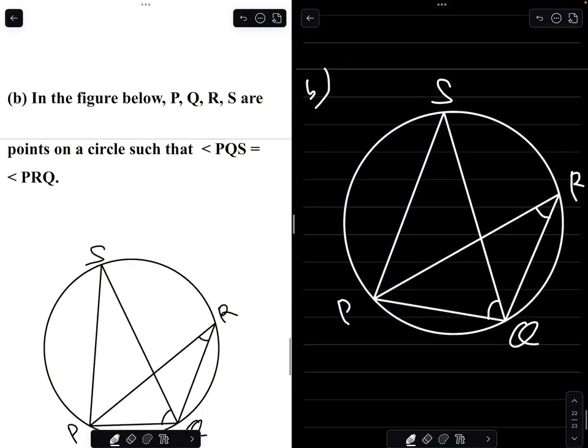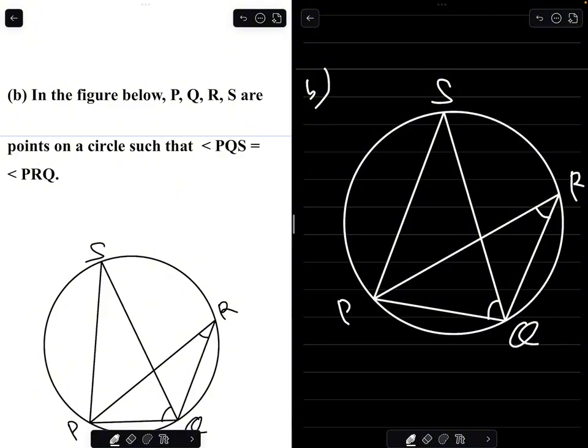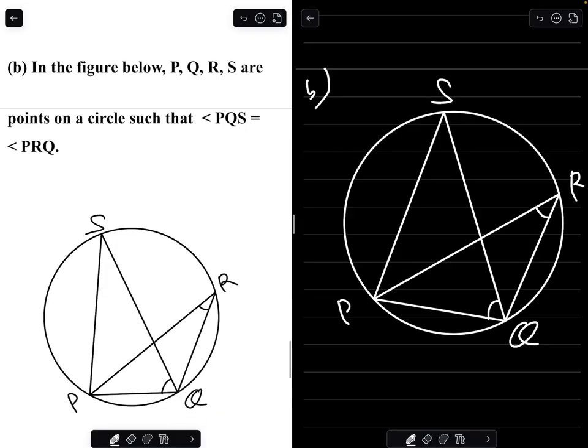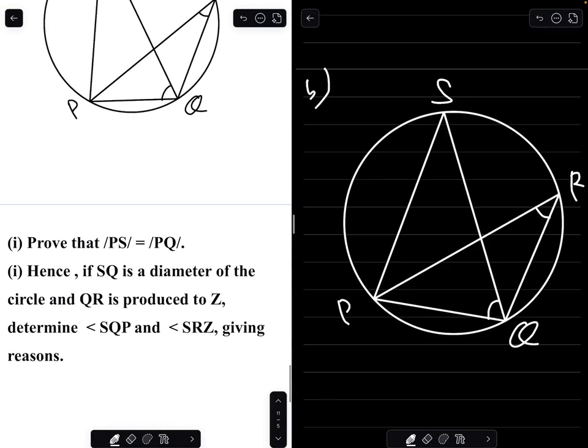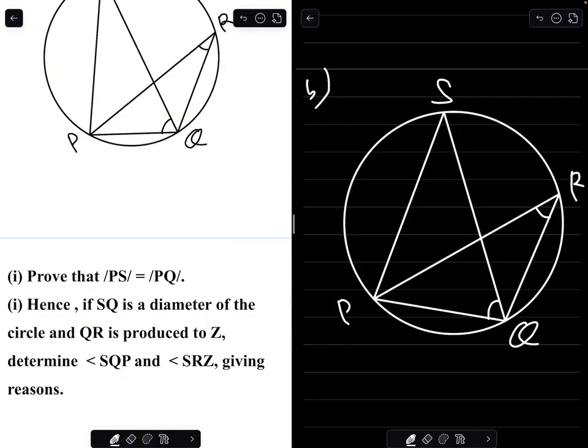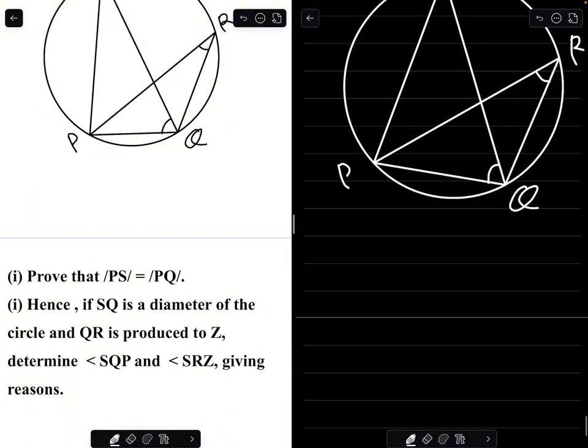Question B says, in the figure below, PQRS are points on a circle such that angle PQS is equal to angle PRQ. Angle PQS, which is this angle, is equal to angle PRQ, which is this angle. Now, the question says, Roman figure 1, prove that the length PS is equal to the length PQ. Okay, let's see that. Let's go to Roman figure 1.